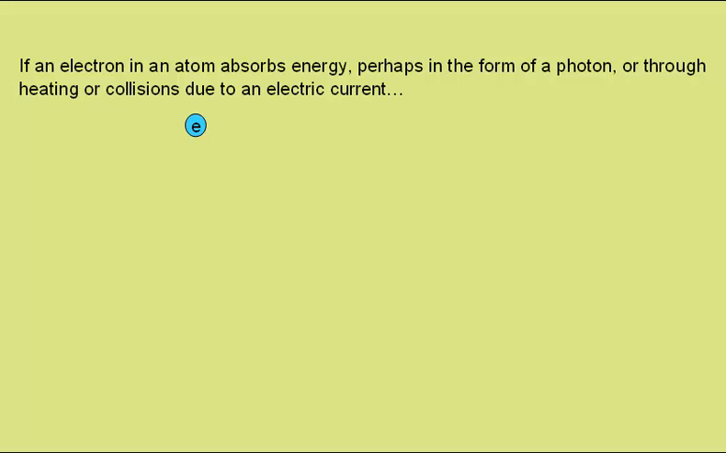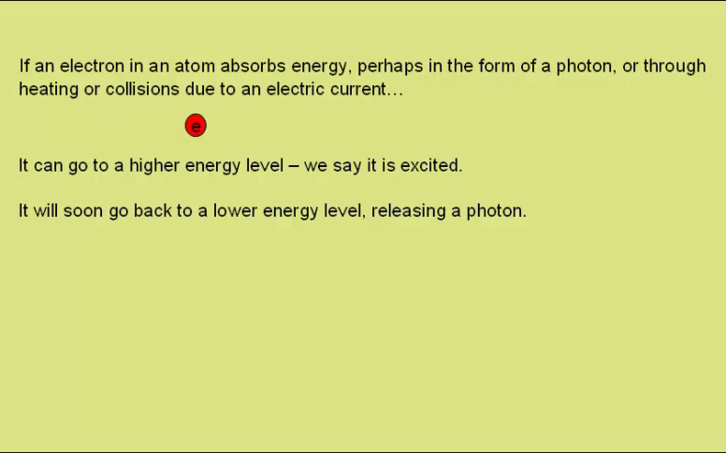If an electron in an atom absorbs energy, perhaps in the form of a photon, as I'll show in a moment, or through heating or collisions due to an electric current, it can go to a higher energy level. We say it is excited. I've shown the higher energy level in red and the lower energy level in blue. It will soon, however, go back to a lower energy level, releasing a photon, like this.